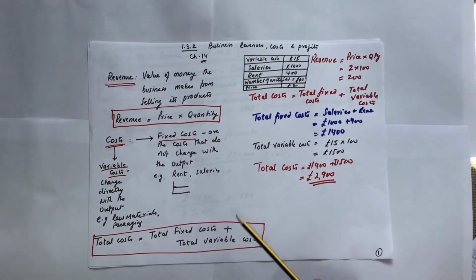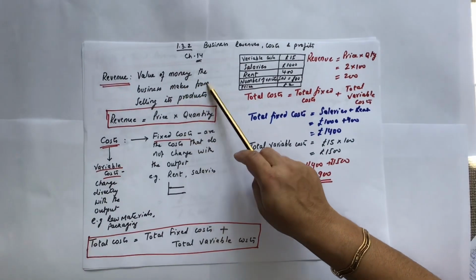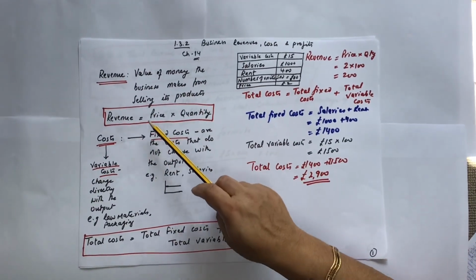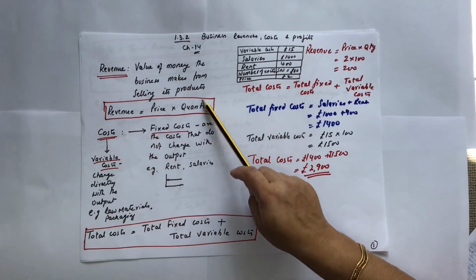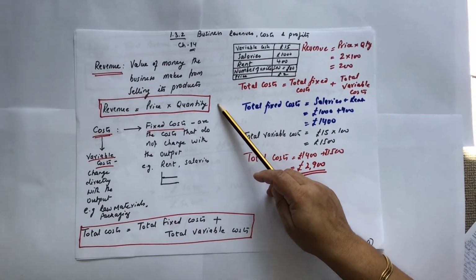So, revenue is basically the value of money a business makes from selling its product. The formula is price times quantity. You have to memorize the formula, it's not given in the exams.